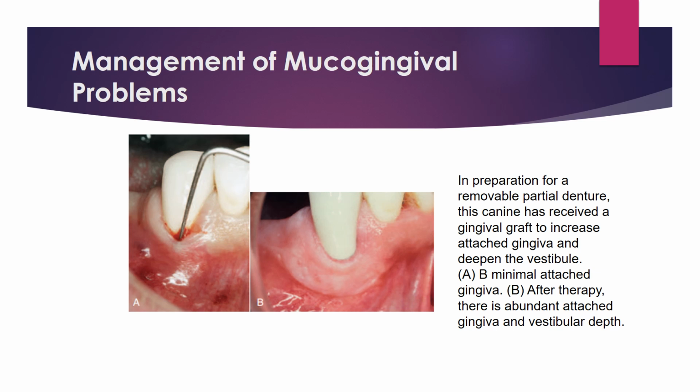So here we can see there is decreased attached gingiva in relation to the canine. So it has been advised for soft tissue grafting where we can place this free gingival graft. So the first is the case that is done with soft tissue grafting, and the second picture shows there is abundant attached gingiva and vestibular depth.